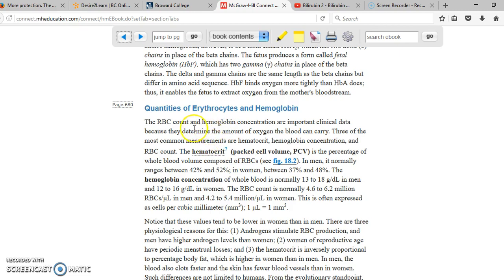What is the concentration of hemoglobin? Approximately 12 to 16 grams per deciliter. The lower value usually belongs to females, the higher value belongs to males. So it is very important for you to know the values that you have, basically quantities. These are very important concepts that you need to know for this class.